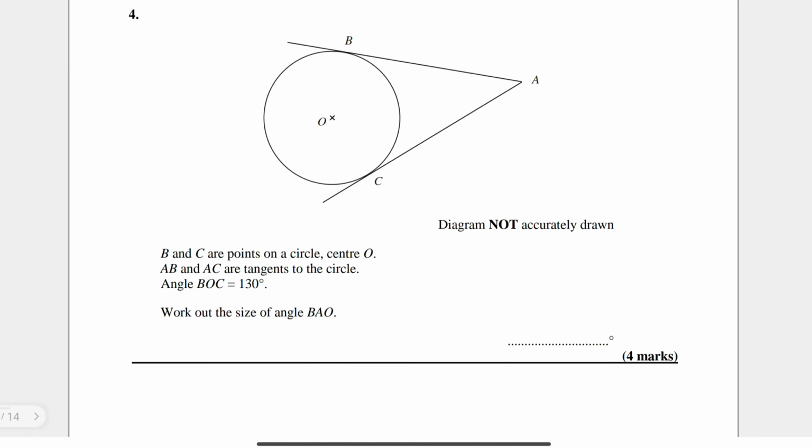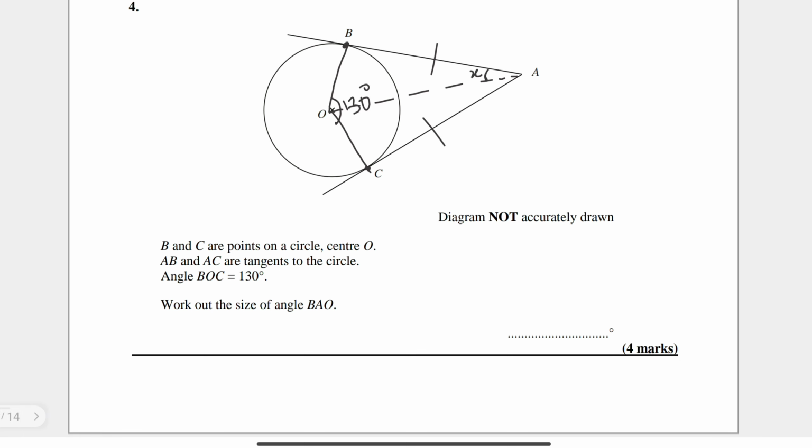BC are tangents to the circle, and A, B, and C are points on a circle with center O. So we can see that these are points, and AB and AC are tangents. These two are tangents, and BOC, which is this angle here, is 130 degrees. Work out the size of BAO. So we have to find BAO, which means we have to divide this into 2.